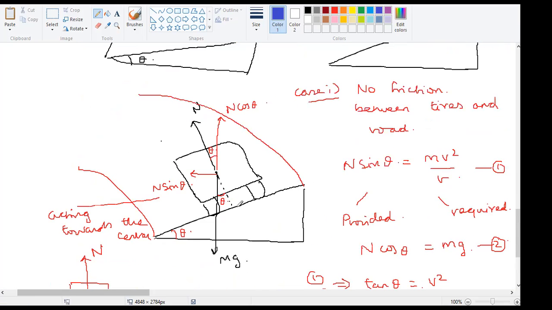So intentionally to make it easier, I did not consider the friction here, but then there will be some friction. So I will have to consider friction also in this diagram. So let me copy paste this diagram. You have to draw it properly in your notebook.